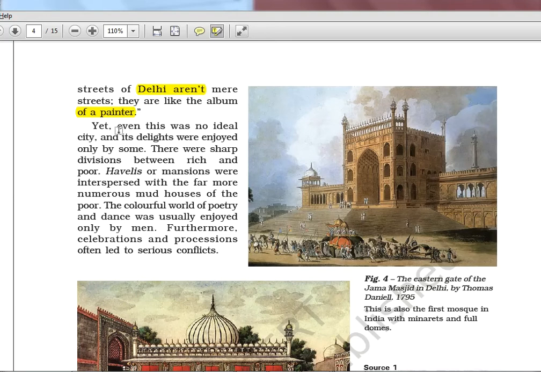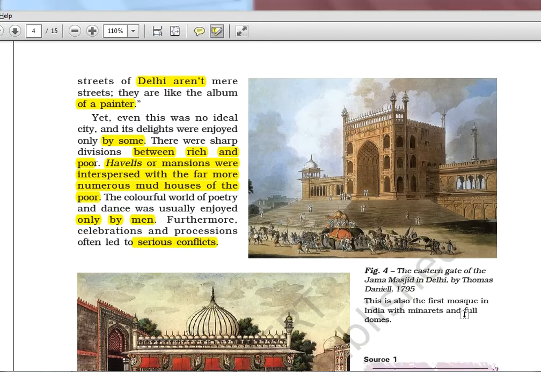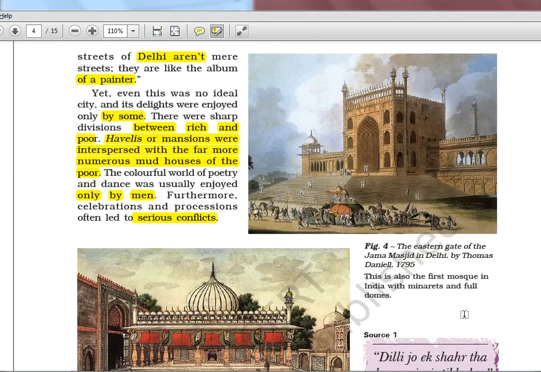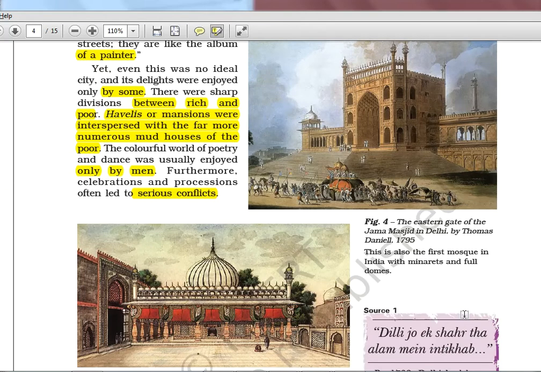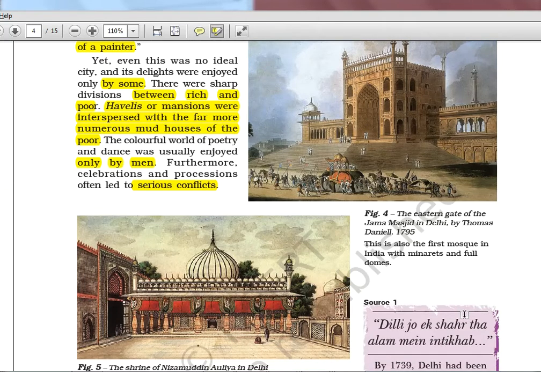Yet, even this was no ideal city and its delights were enjoyed only by some. There were sharp divisions between rich and poor. Havelis or mansions were interspersed with the far more numerous mud houses of the poor. So there was a definite divide between the rich and the poor. The colorful world of poetry and dance was usually enjoyed only by men. Furthermore, celebrations and processions often led to serious conflict. That was also there at the time of Bal Gangadhar Tilak, with the Ganpati festival and Shivaji festival. Again controversial. He was termed a Hindu leader. So religious problems have been coming and going in India. It will never end also.